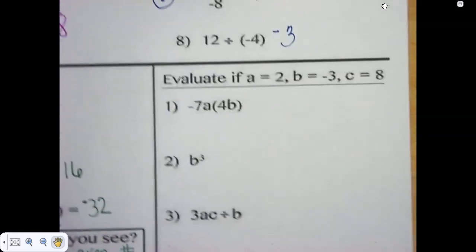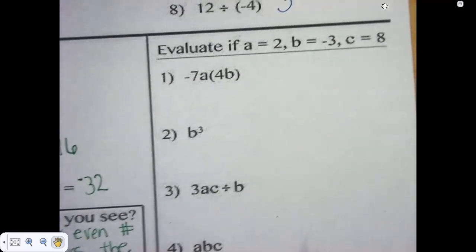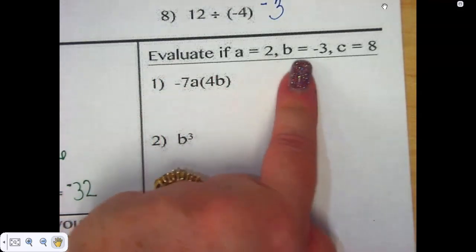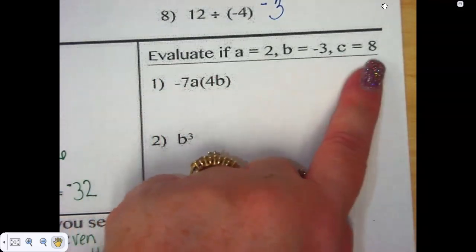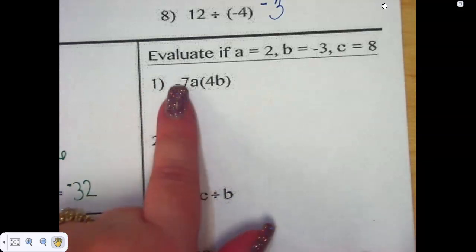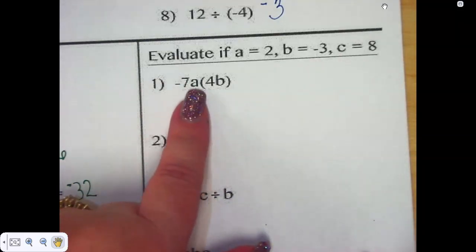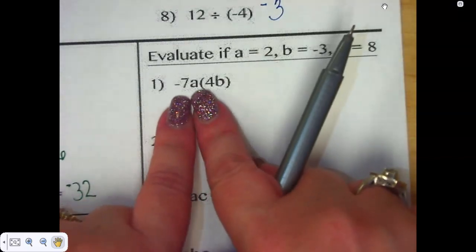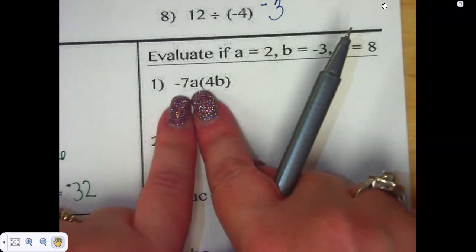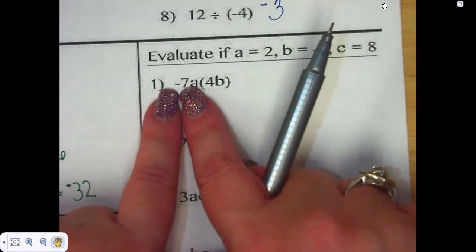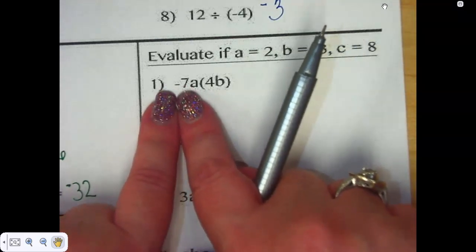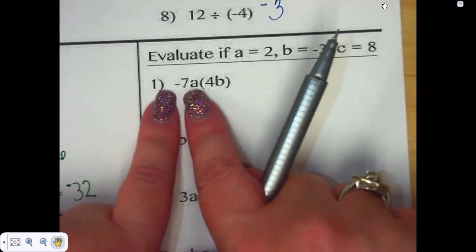All right, so let's go up here and let's evaluate. Let's use some substitution. So we're going to evaluate if A equals 2, B equals -3, C equals 8. So what does this mean when this -7 is right next to this A? So A is 2. Does that mean -72? What does it mean when there is this, this is called a coefficient. This -7 is the coefficient next to a variable.